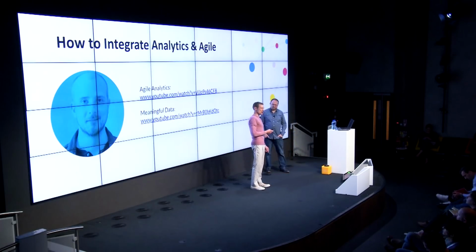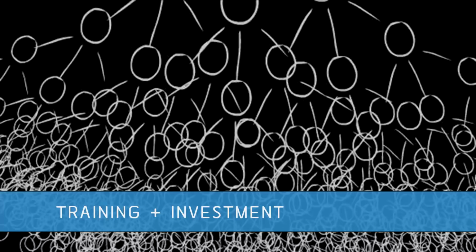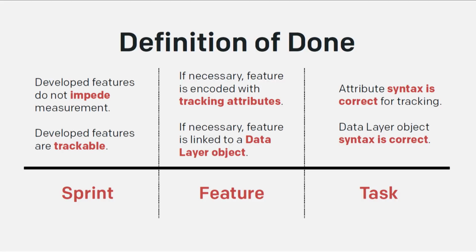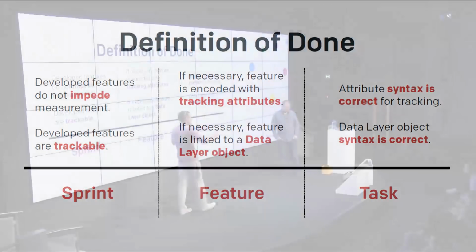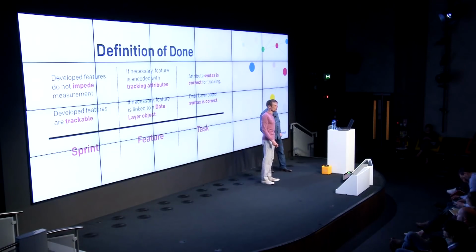And if you want to know how to make this stuff work in an agile environment, these 2 presentations will tell you everything you need to know. And I think for anyone who's doing agile, they can look at this, and this will start to explain what we need to do, because developed features should not impede measurement, right? They're trackable. It's got tracking attributes, and the feature is actually linked to a piece of data work or a data layer object, right? So you can't say your tasks are done unless you've got the analytics bit done as well. It's not an afterthought. It's actually interleaved into the whole development process itself.